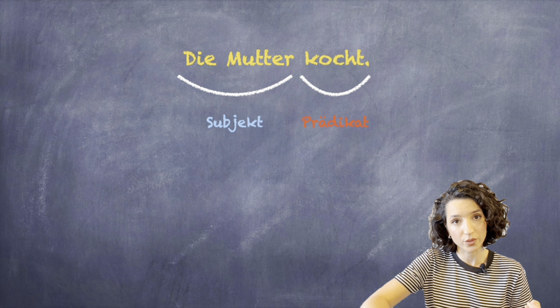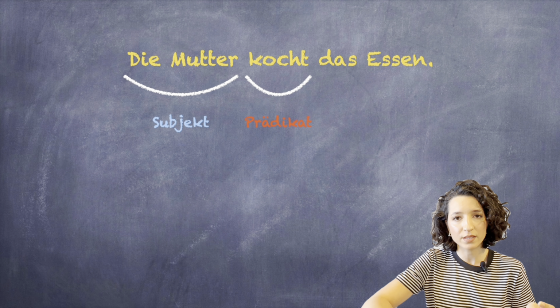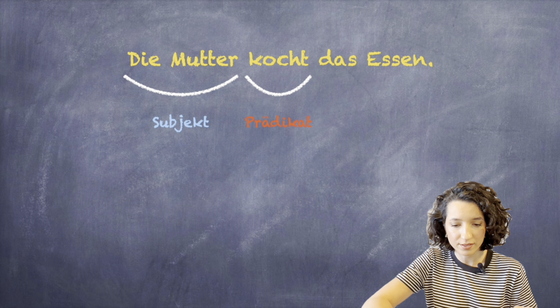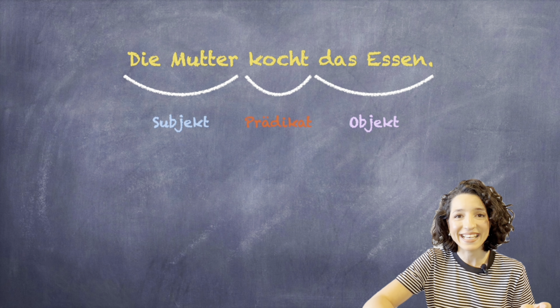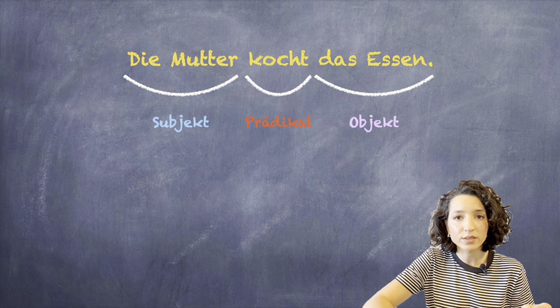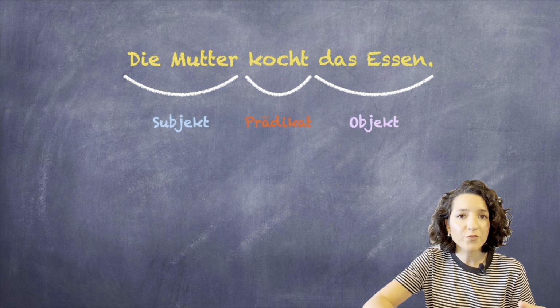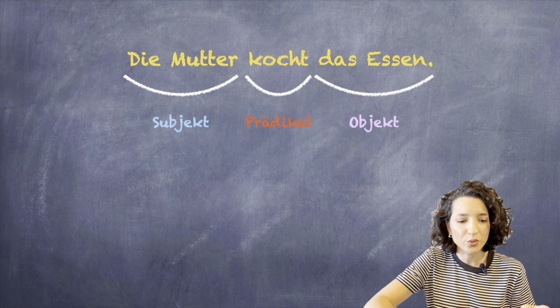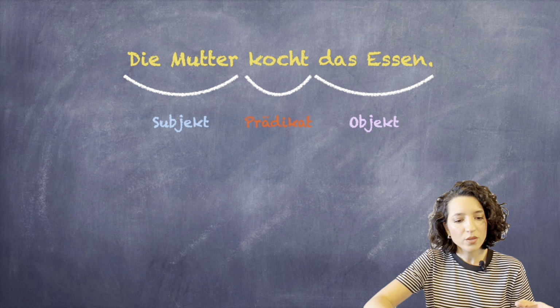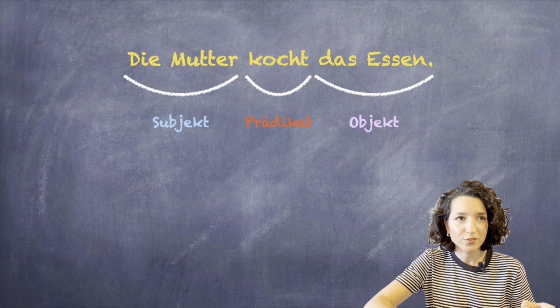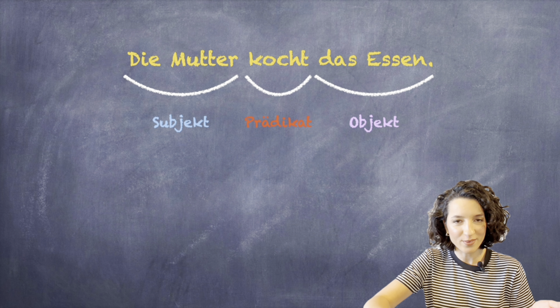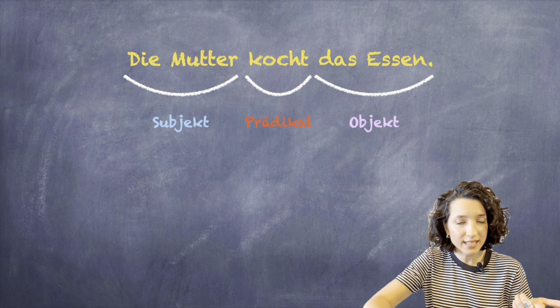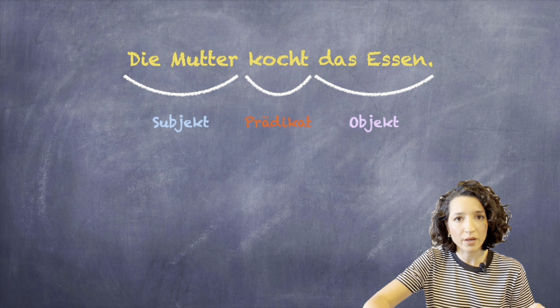Die Mutter kocht. But sometimes we need an object, which here is das Essen. Die Mutter kocht das Essen. Some verbs or some situations need an addition to subject and predicate. And if you want to be on the safe side, you better use for the German Satzbau Subjekt, Prädikat and Objekt. The object will be marked with purple.